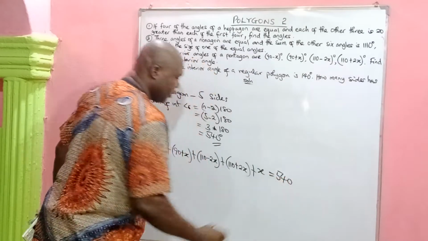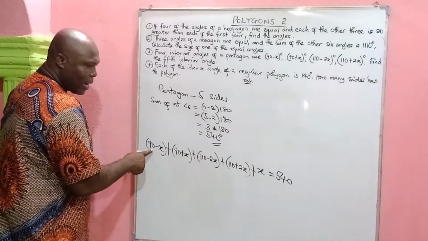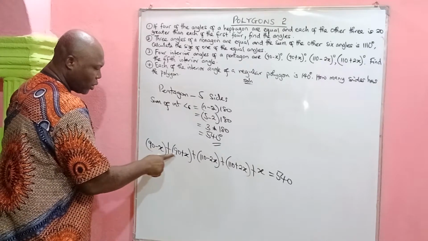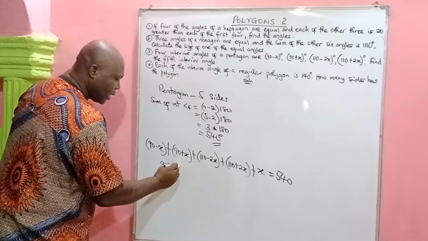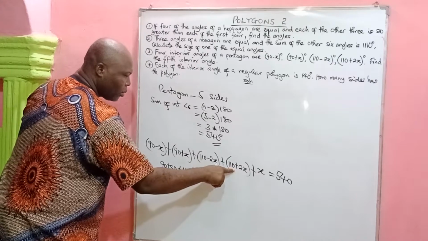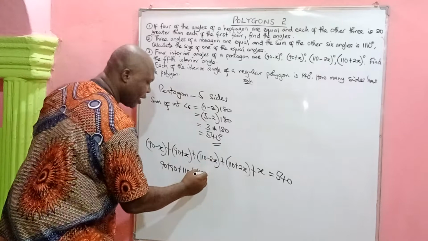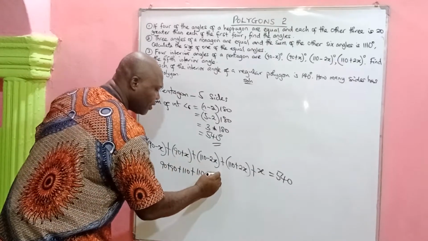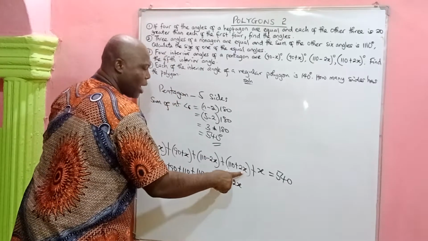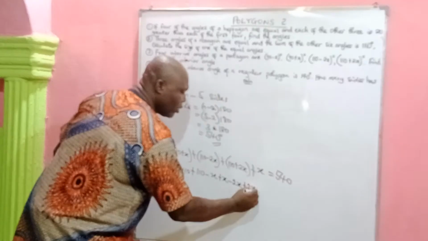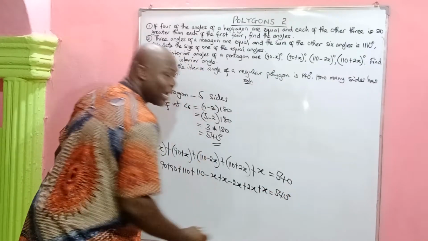which is 540. Now observe something. We are going to have the numbers. Let's pick out the numbers first: 90 plus 90 plus 110 plus 110 plus 110. Before we pick out the x, we have a negative x, minus x. We have a positive x, plus x. We have a negative 2x, minus 2x. We have a positive 2x, plus 2x. And then we have a positive x. All will give us 540. We are looking for the value of x.